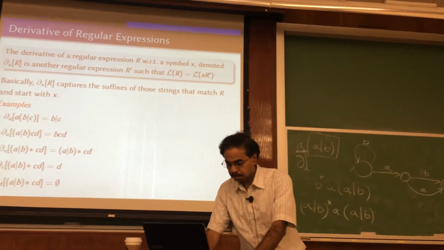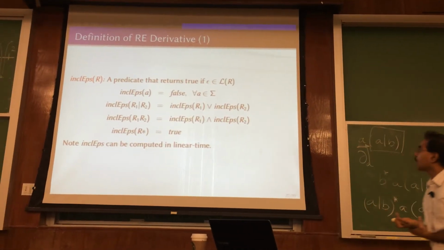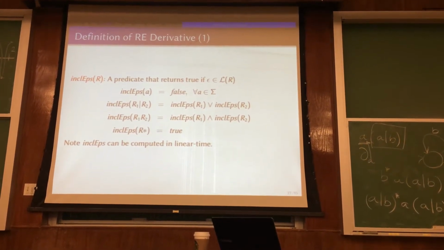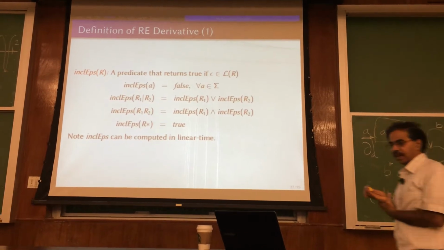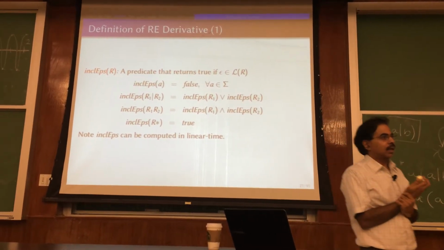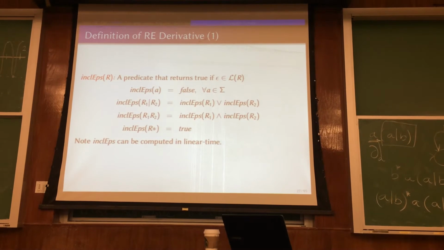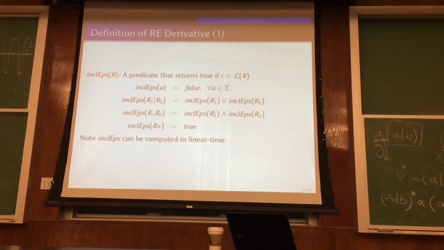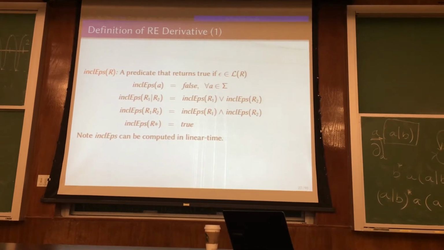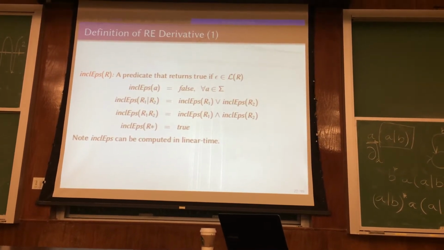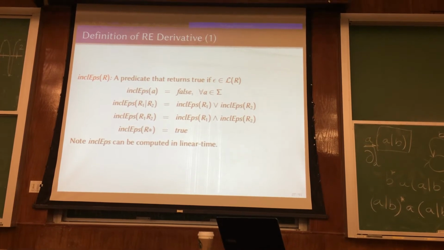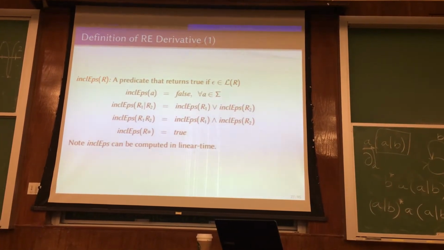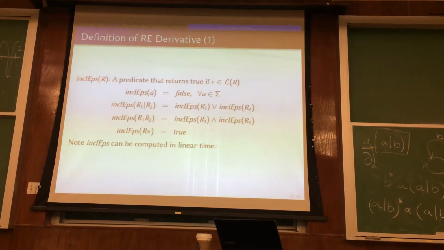That's a good question because that's exactly what we are trying to define here. So we define something called includes epsilon, which is a function on regular expressions, and basically says, does this regular expression match the empty string? So includes epsilon of A is false, right? Any alphabet character is going to match only that character. It's not going to match the empty string, so it's false.